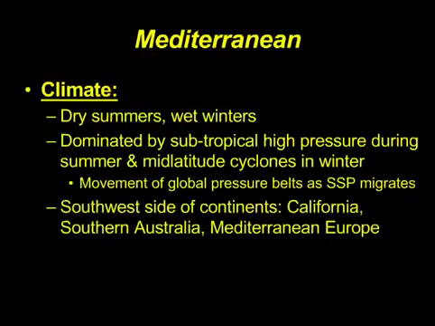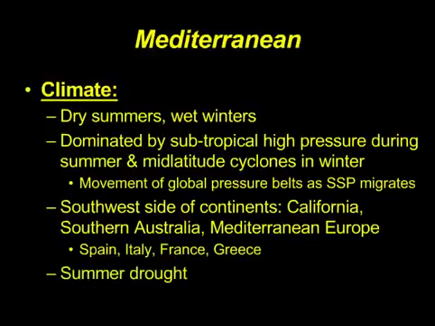Where we're going to find this is on the southwest side of continents. So think about the southwest side of North America. You're going to find California, but also Mediterranean Europe. So Spain, Portugal, parts of France, Italy, and Greece are all good examples of a Mediterranean climate region. Further, we're going to find this also in southern Australia, and if you know anything about what these places all have in common, they are all wine-producing areas, which I'll further explain on a following image.